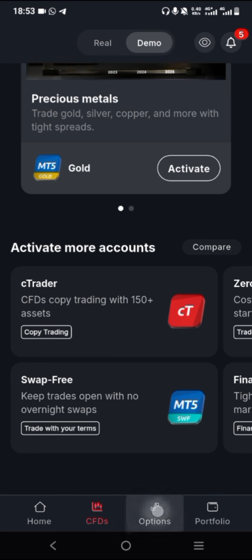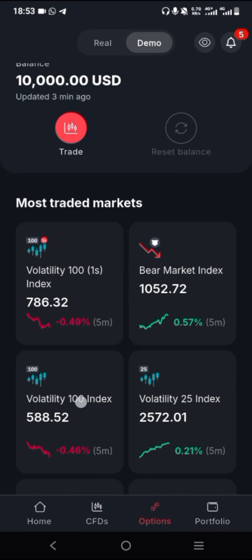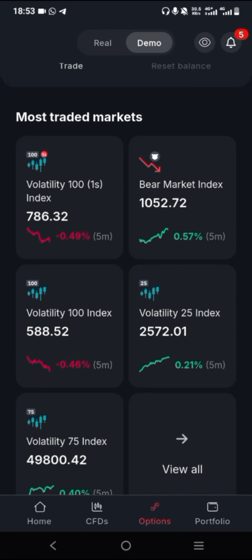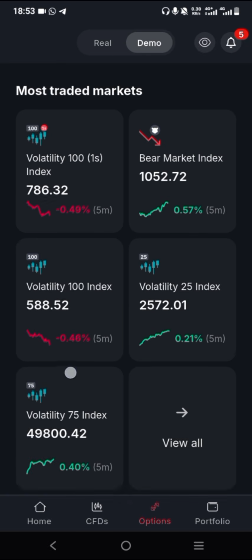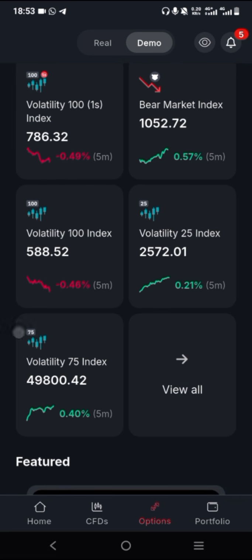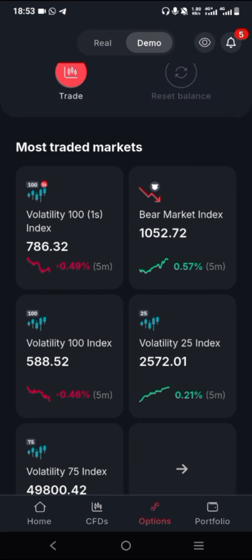So let's dive into Options. This takes you into the options trading environment. Again, remember, options have different mechanics from CFDs, so take note of this. Learn the particular contract before trading. As you can see, in the most traded markets, we have Volatility 100, we have Bear Market Index, we have Volatility 25, we have Volatility 75 Index. So we have so many traded markets in this place.